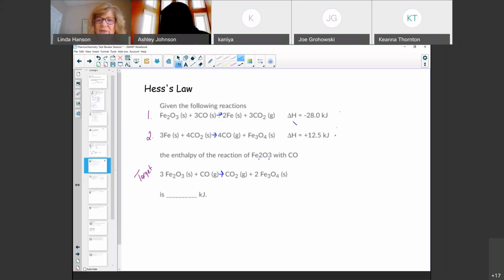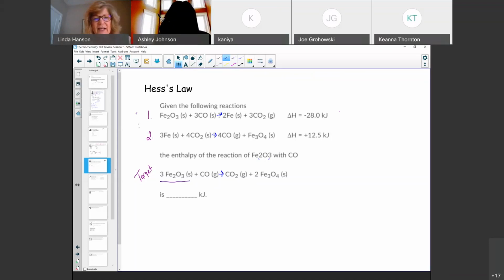As I was just thinking out loud, for no other reason than it's written first, I always look at the first reactant in the target equation. That's where my eyes go. And I see that it's 3 units of Fe2O3. What I then do is go up into these elementary reactions and see where we find Fe2O3.